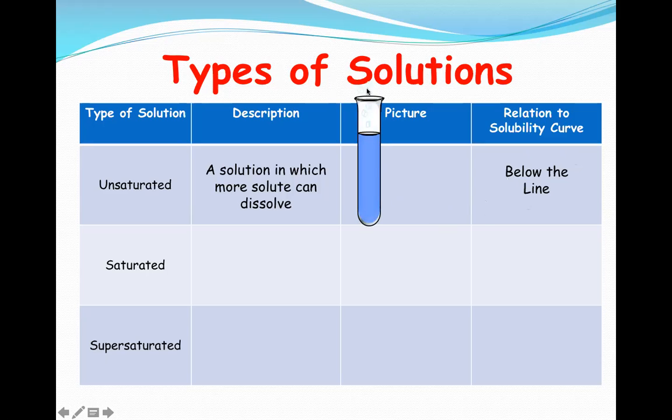And a visual would be something that completely dissolves. You cannot see any of the solute in there. It is completely dissolved.